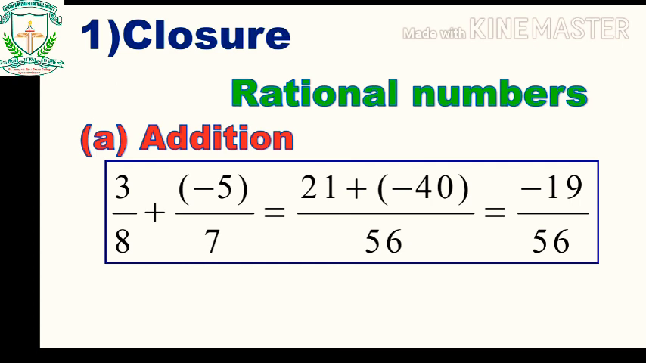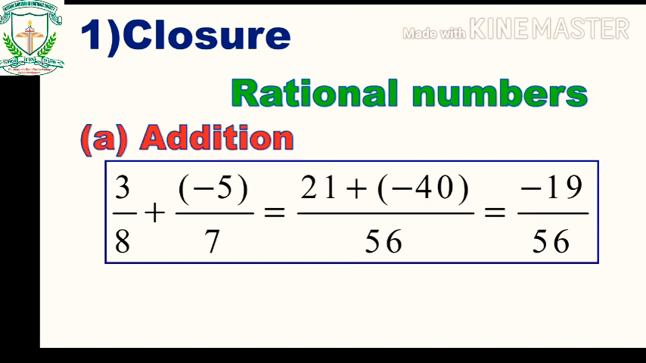See, 21 plus of minus 40 divided by 56, plus into minus becomes minus, so 21 minus 40 divided by 56. That is 21 minus 40 is minus 19. Minus 19 divided by 56, it is a rational number. So the result is also a rational number. The sum of the two rational numbers is always a rational number.